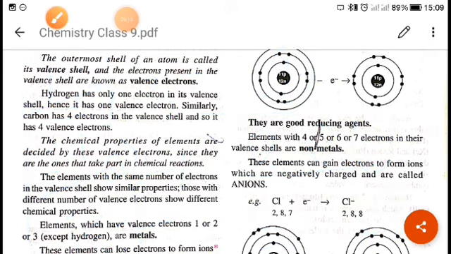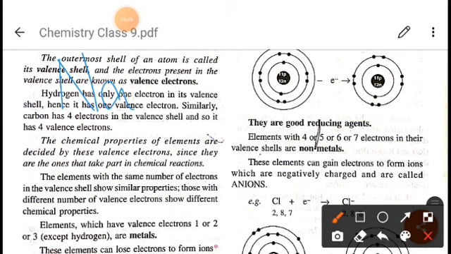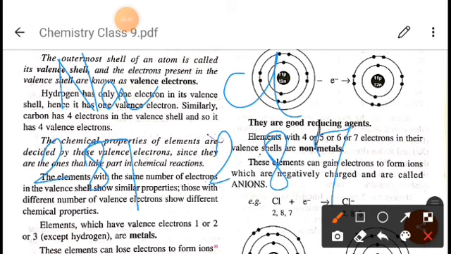And now next, they have told that elements with a different number of valence electrons will show different chemical properties. You can take the example of chlorine and sodium. For sodium it is 2, 8, 1, and for chlorine it is 2, 8, 7. So as you can see here, chlorine has 7 valence electrons.